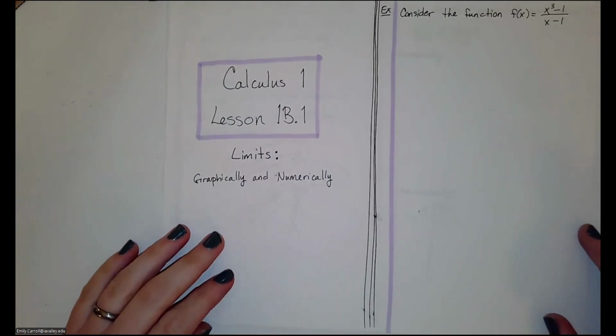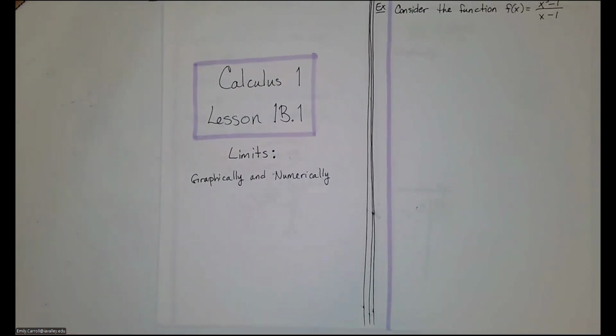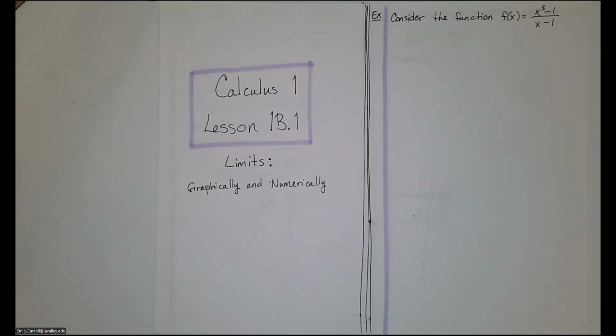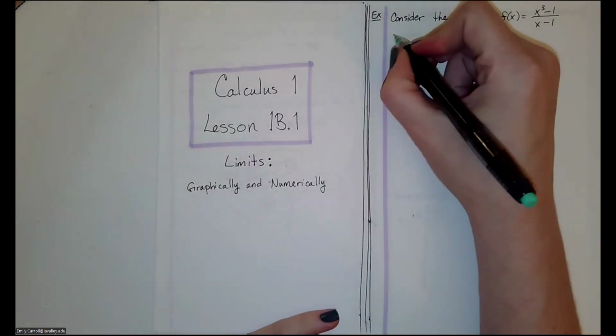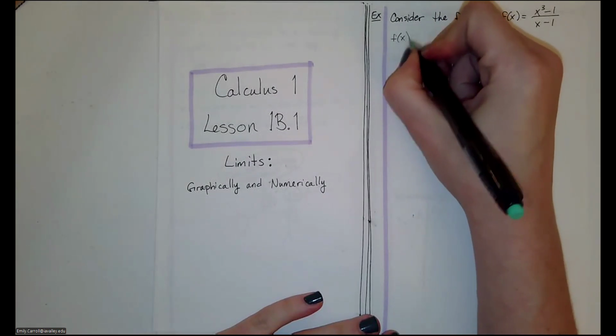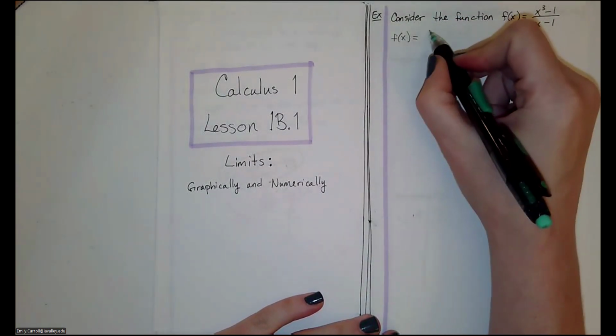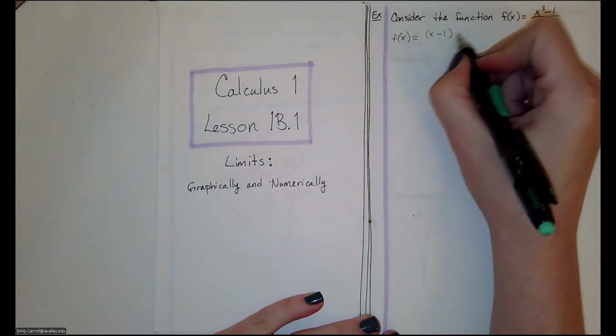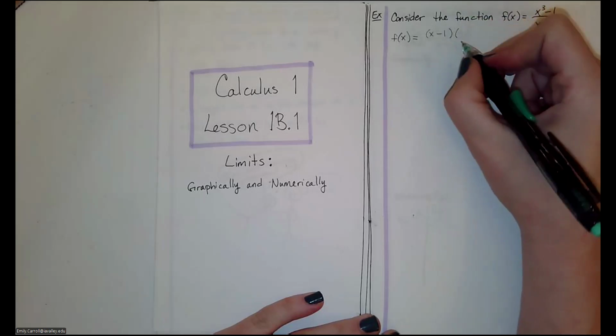Okay, so onwards to limits. Consider the function f of x equals x cubed minus 1 over x minus 1. All right, Mr. Function, who are you and what do you do? You might notice that if you can remember how to factor a difference of two perfect cubes, the top will factor like this.